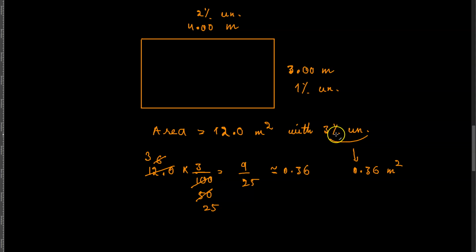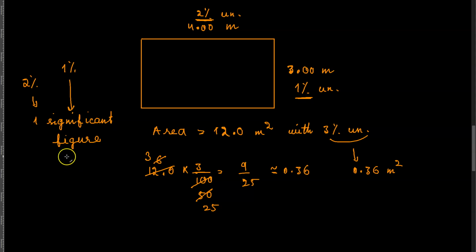And you can see that the uncertainty that we had in this number was 1%. The uncertainty that we had in this number was 2%, meaning that 2% has one significant figure, right? And also 1% has one significant figure. Now when you add these two numbers together, you will get 3%.